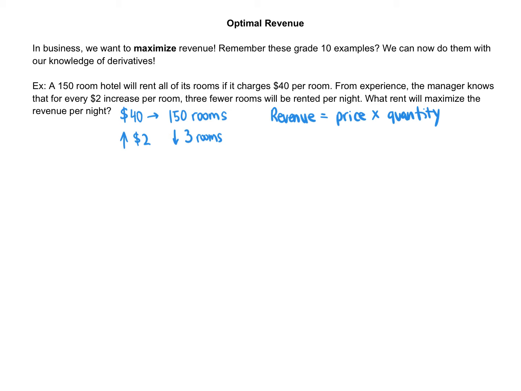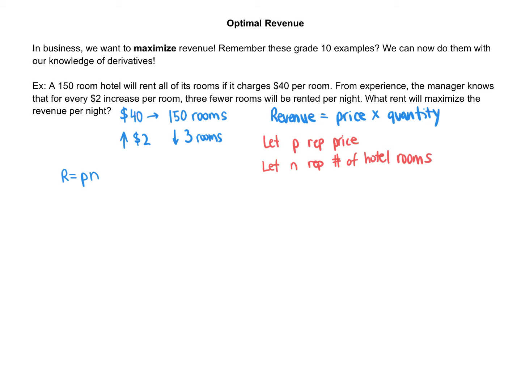So I'm going to start off by creating a few let statements. I need a variable for the price. I need a variable for the number of hotel rooms. So I'm going to say, let P represent price. Let maybe N represent number of hotel rooms. So then our revenue is going to equal the price times the number of hotel rooms.